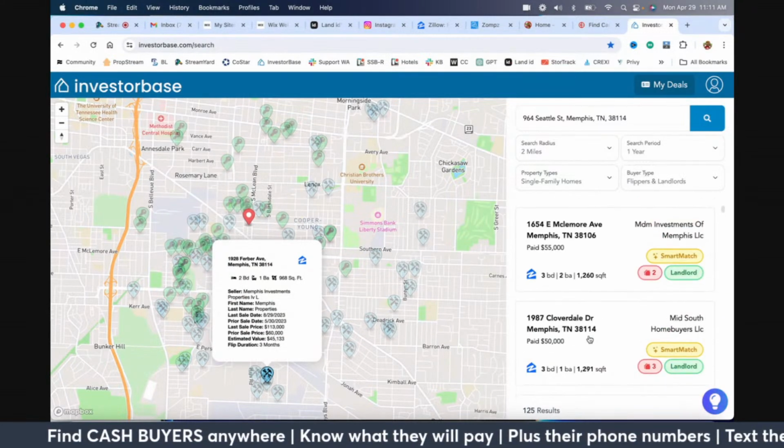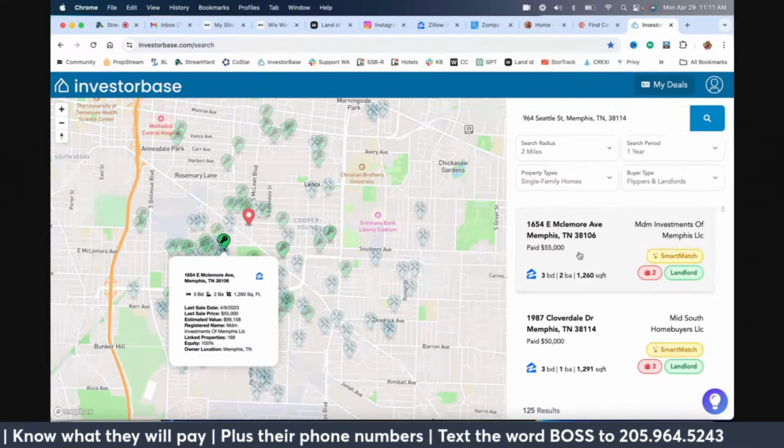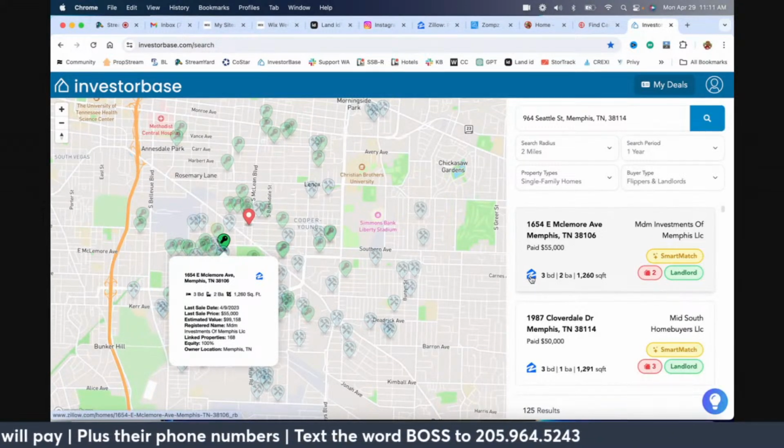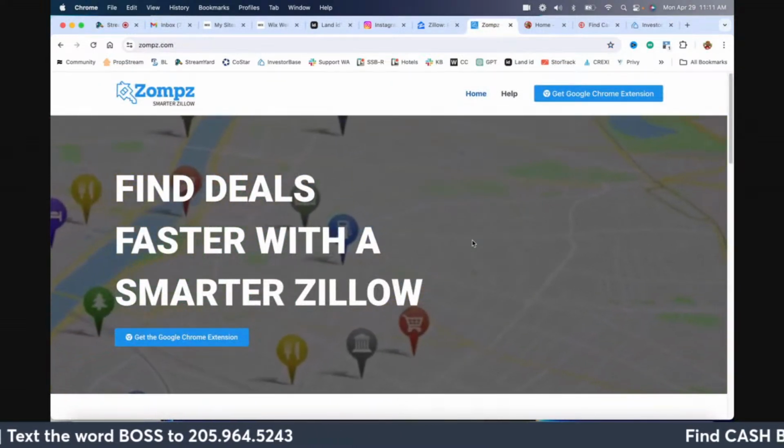Okay, but to make it even more clear, I'm going to combine Zomps and Zillow with this also. You see the little Zillow logo right here. To add Zomps, you need to be on your desktop or laptop.